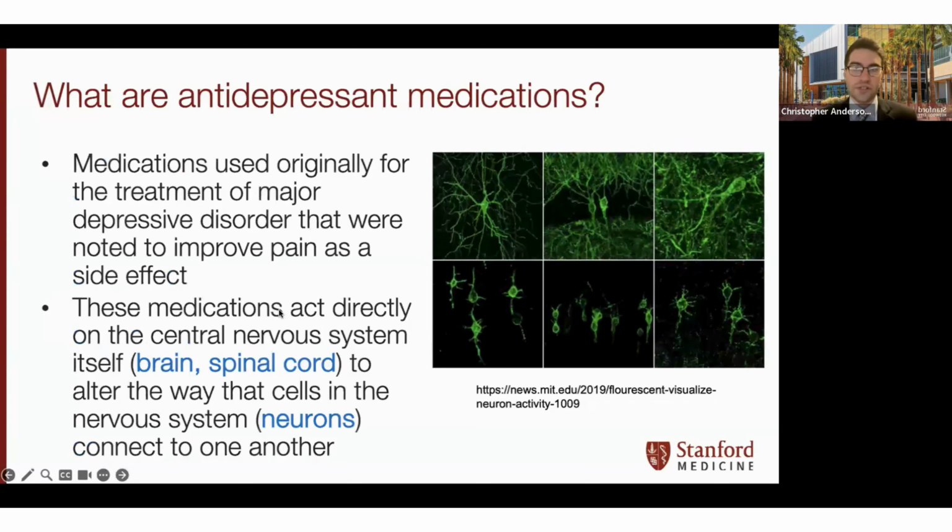So what are antidepressant medications? Antidepressant medications are substances that were originally found to be effective for the treatment of major depressive disorder or related disorders, and noted to have improvement in pain as a side effect. These medications act directly on the central nervous system, which is comprised of the brain and the spinal cord, and they alter the way that cells of the nervous system, which are called neurons, connect with one another. And in particular, they are used to amplify the brain's own pain-killing mechanisms to reduce the pain that you are experiencing.